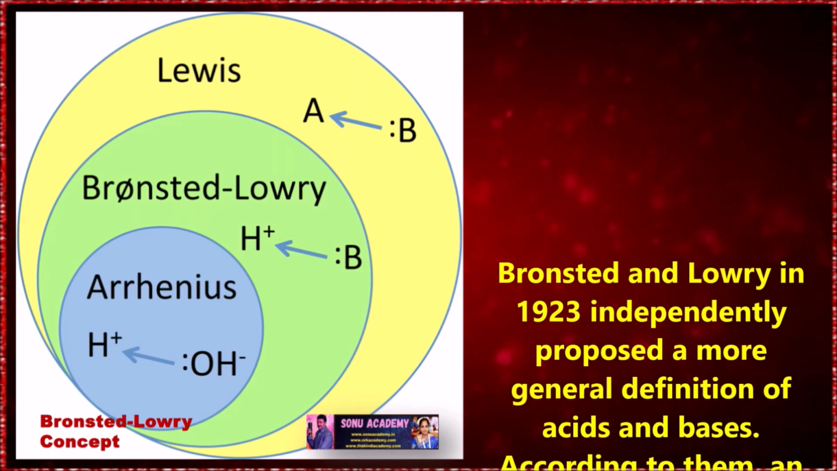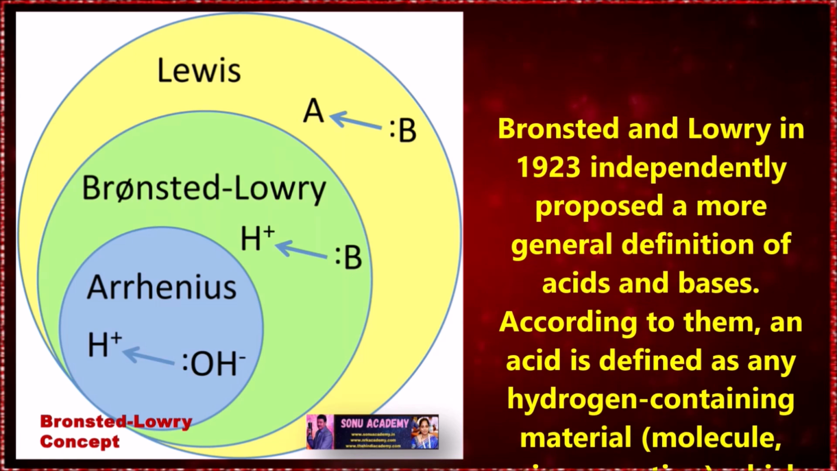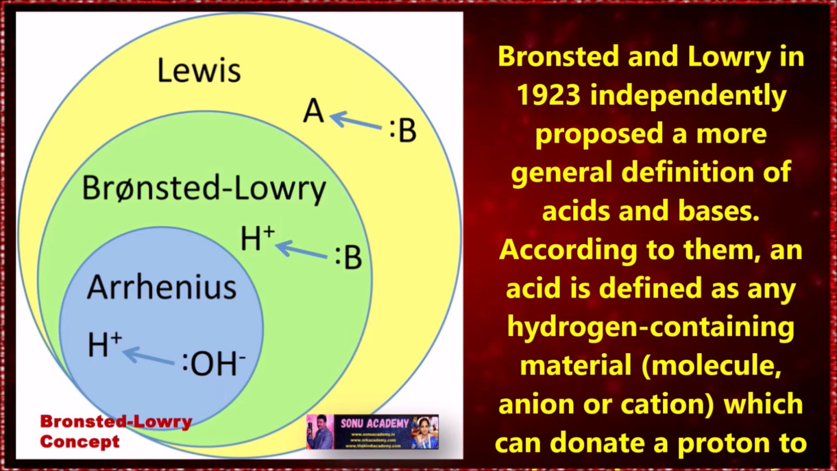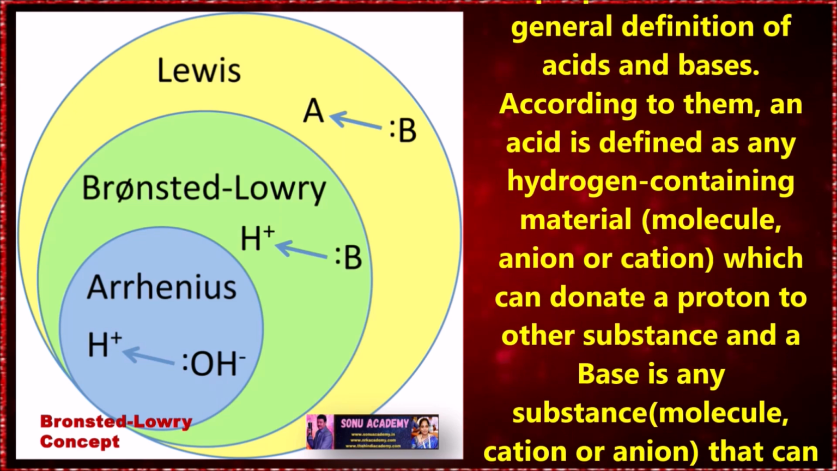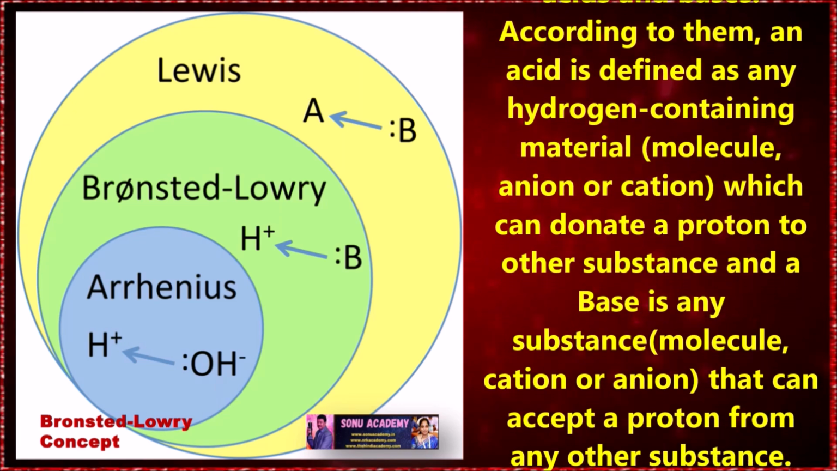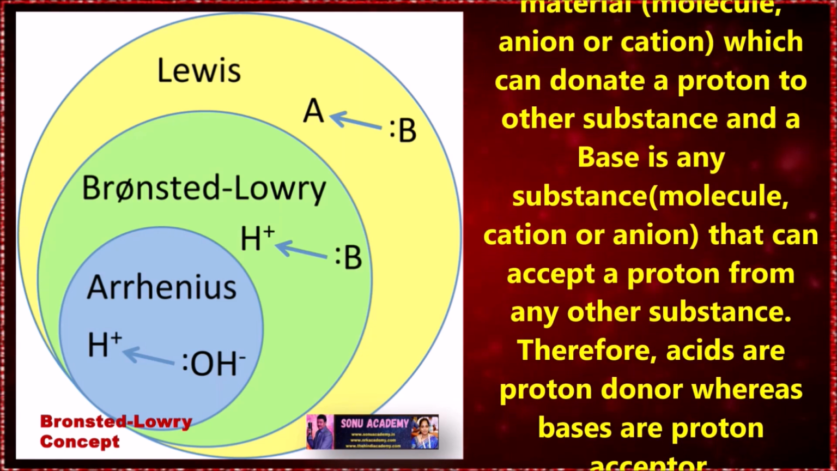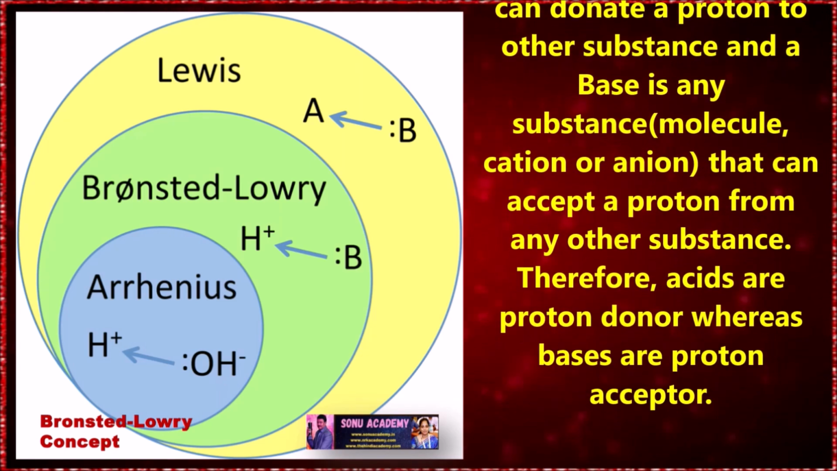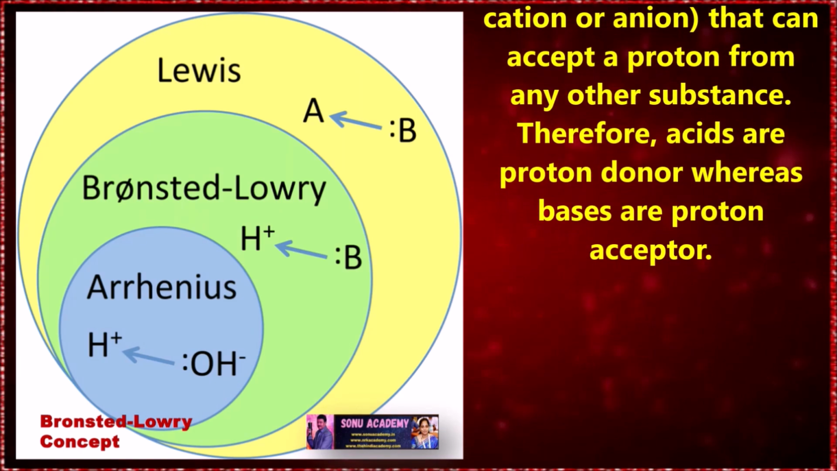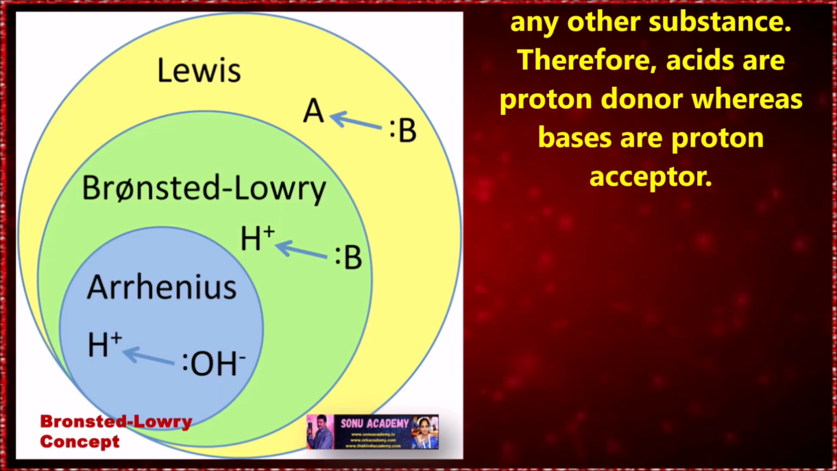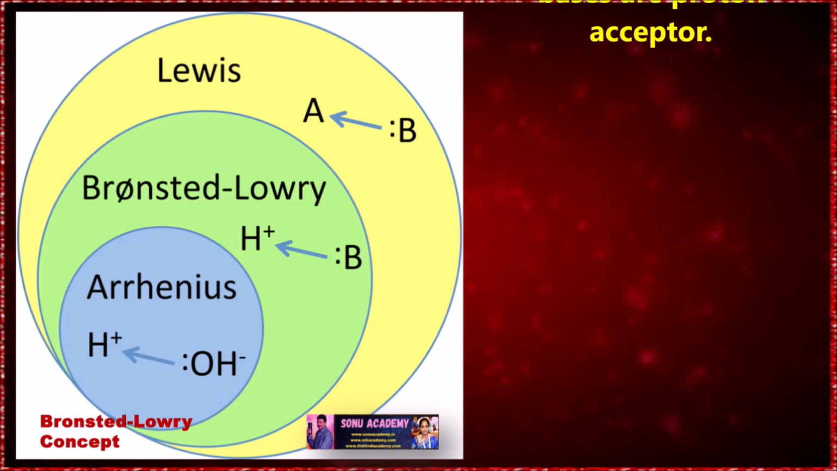Bronsted and Lowry in 1923 independently proposed a more general definition of acids and bases. According to them, an acid is defined as any hydrogen containing material, molecule, ion or cation which can donate a proton to another substance, and a base is any substance that can accept a proton from any other substance. Therefore acids are proton donors whereas bases are proton acceptors according to their theory.